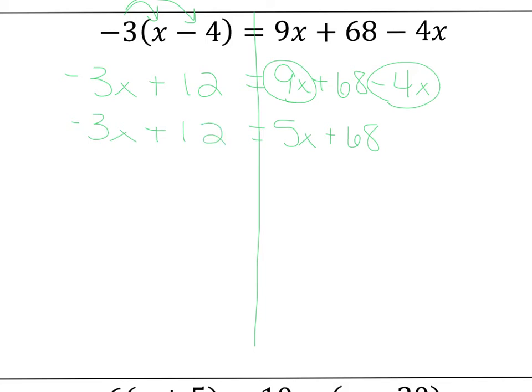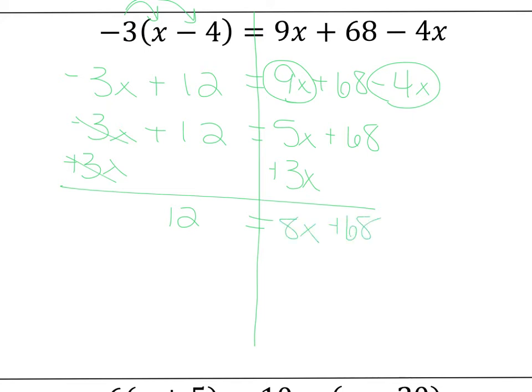Now I look for the smallest variable. I've got a negative 3x and a positive 5x. The equal sign's in between, so they're on different sides of the equal sign. So I'm going to add 3x to both sides. I bring down the 12 because minus 3x plus 3x is 0. 5x plus 3x is 8x plus 68.